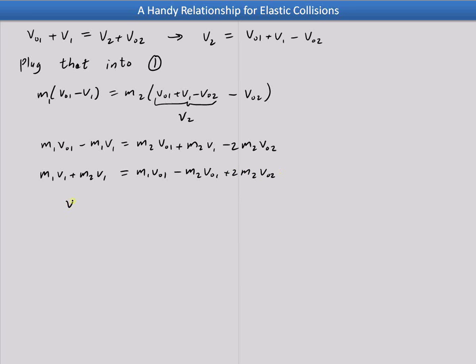And so finally we get an answer here. v1 is equal to, clean this up a little bit, m1 minus m2, the quantity, times v initial 1, plus 2 m2 times v initial 2, divided by m1 plus m2.